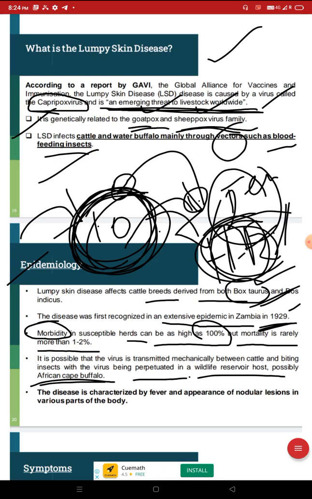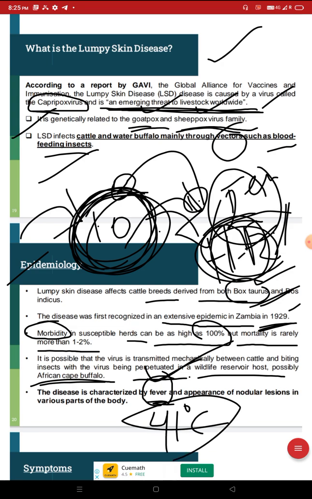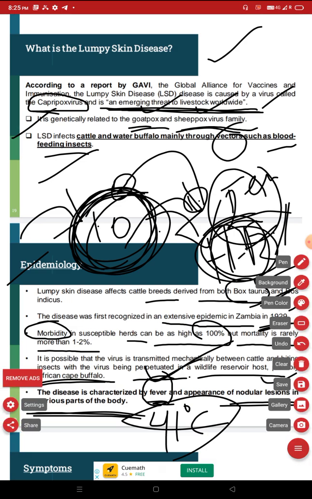The disease is characterized by fever. It is the most important point, fever. When the animal is infected with the lumpy skin disease virus, the first symptom will be high fever, 41 degrees Celsius, and the appearance of nodular lesions in various parts of the body. Appearance of nodular lesions will be seen.